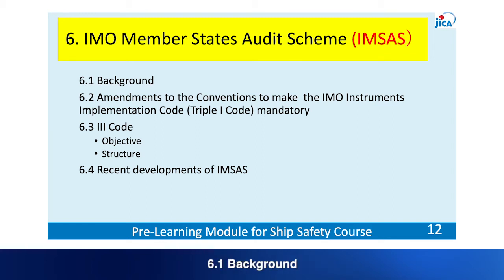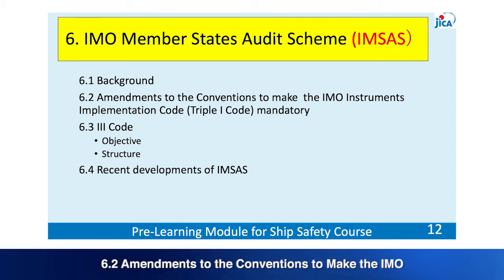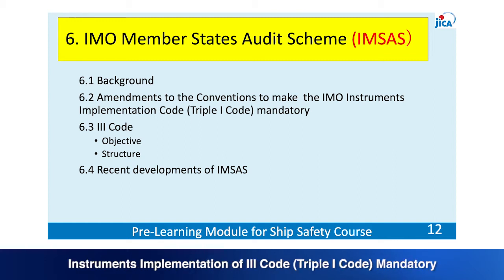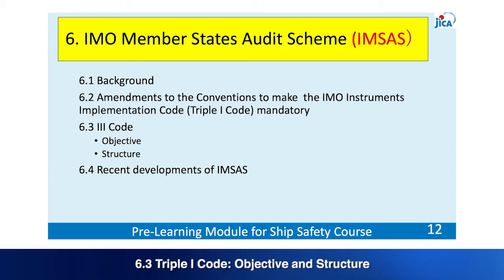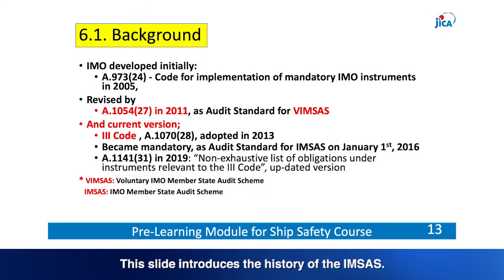The next section of this module covers the IMO Member States Audit Scheme, IMSAS, as follows. 6.1 Background. 6.2 Amendments to the Conventions to make the IMO instruments implementation of III Code mandatory. 6.3 III Code, Objective and Structure. 6.4 Recent developments regarding the IMSAS. This slide introduces the history of the IMSAS.